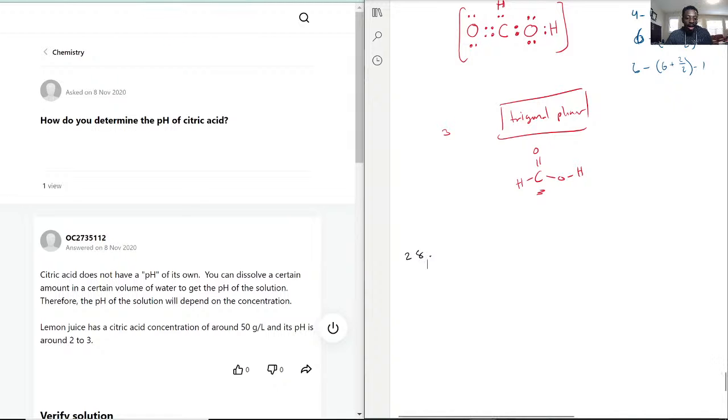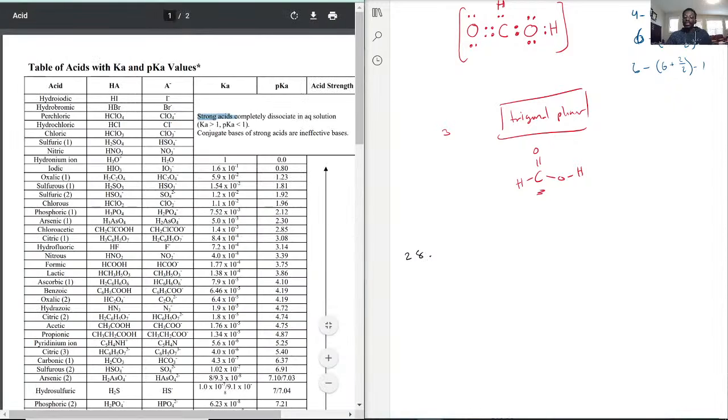How do you determine the pH of citric acid? Okay? You just go to our periodic table. I'm kidding. pH of citric acid.